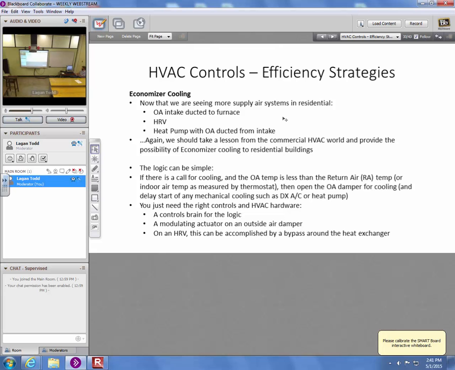So again, I guess this is a reiteration of some of what I said before. Now that we see more of these supply air systems in residential, whether it's an HRV or an air handler or a furnace, you can accomplish the economizer cooling if you make sure that you do have an outside air intake ducted into that air handler, whatever it is. You can do it by installing an HRV that's set up properly for this. And you can do it with a heat pump that has outside air ducted in from some intake.